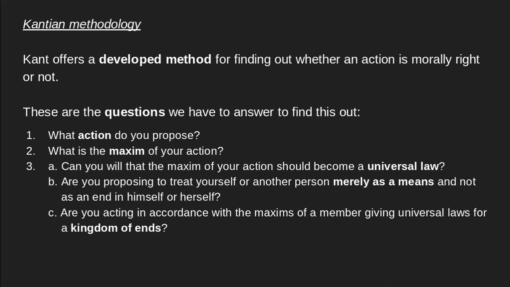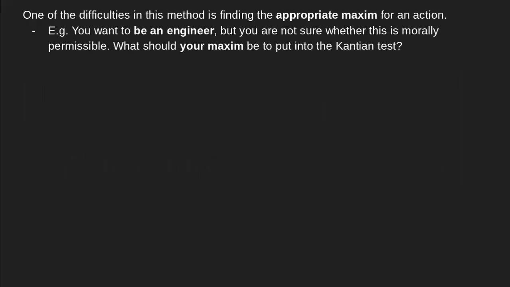So the second question is, what's the maxim of your action? The first question was, what action do you propose? Okay, the action is, I will just pick the engineering departments in universities. That's the first action. The second question asks, what's the maxim of your action? What's the principle of your action? Which principle are you following when you are trying to become an engineer? And this is, as I will show you right now, not a question that you can answer very easily.